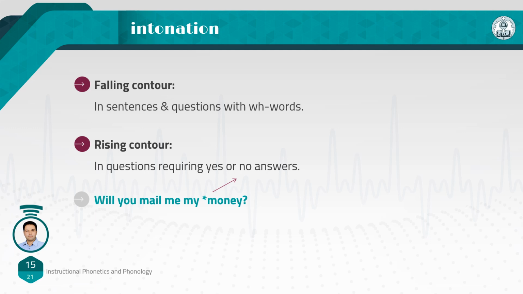Here you can see the rising contour. Now, here is another example. When will you mail me my money? Here we have falling contour because it is a WH question.